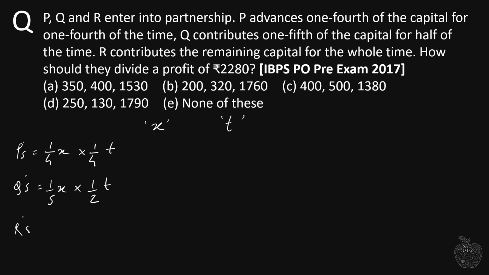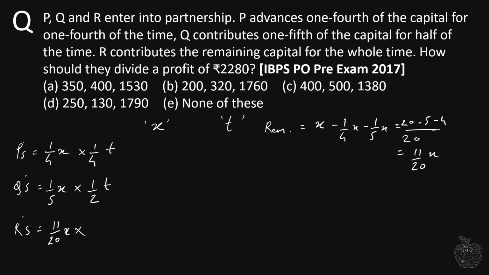Now R's investment here will be: R contributes the remaining capital. So what will be the remaining capital here? Remaining capital will be total capital, which is X, minus 1/4 of the capital invested by P, and minus 1/5 of the capital invested by Q. The LCM will be 20. 20 minus 4 5s are minus 5, minus 5 4s are minus 4, so we get the remaining capital, which is 11 by 20 x. So R invests the remaining capital, 11 by 20 x, for the whole time, so for the entire period of T.